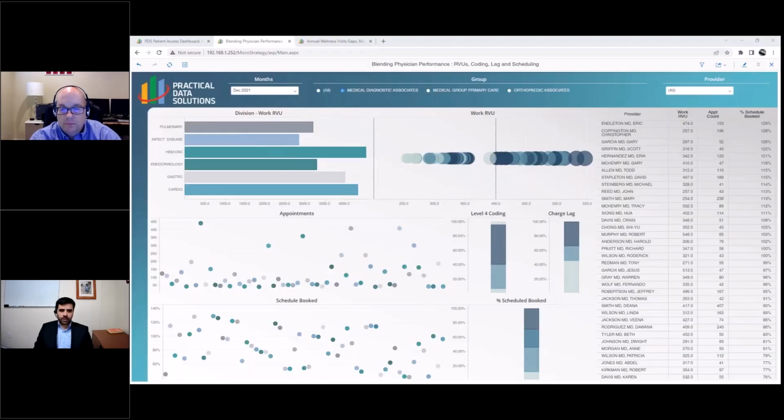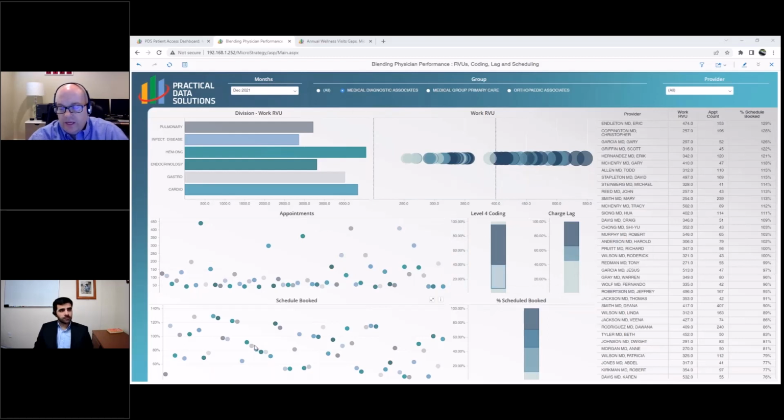So why don't we take a look at a visualization that, going back to what I was mentioning earlier, blends different data sets and some of the metrics you just described, Scott. So, in this example, we're blending RVU data here with appointment statistics and other metrics here. We can even include things like coding data or charge lag data if we want to.